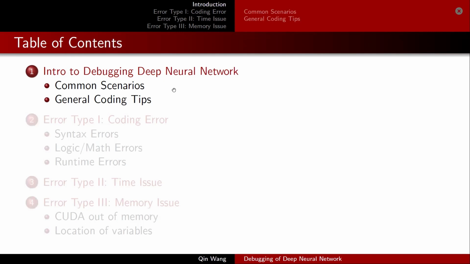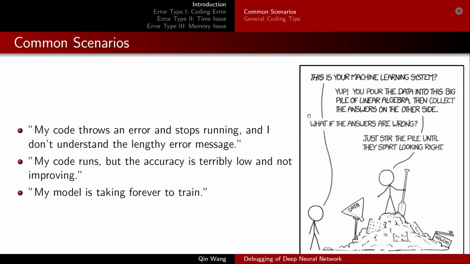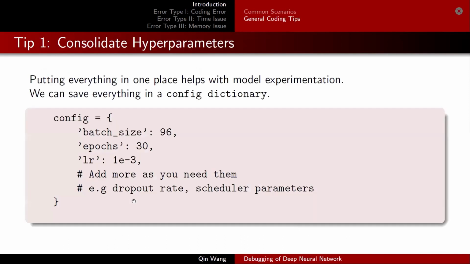So firstly, let's look at some common frustrating scenarios that everyone will probably face sometimes in the future. Your code throws an error and stops running, and you don't understand the lengthy error message. Or your code runs, but the accuracy is terribly low and it's not improving. Or your model is taking forever to train and you can't finish training before the deadline. Don't worry, this recitation will tell you exactly what to do in each of these scenarios.